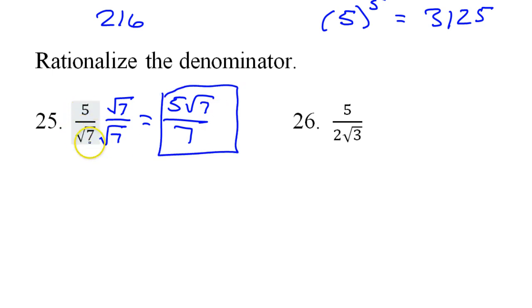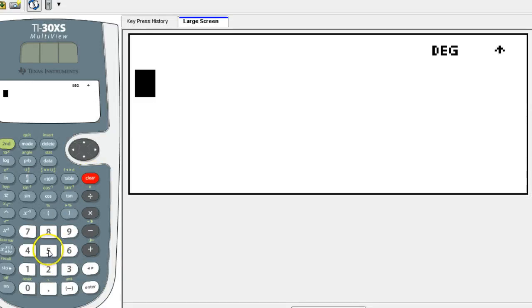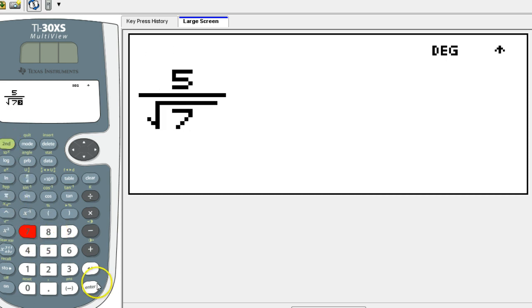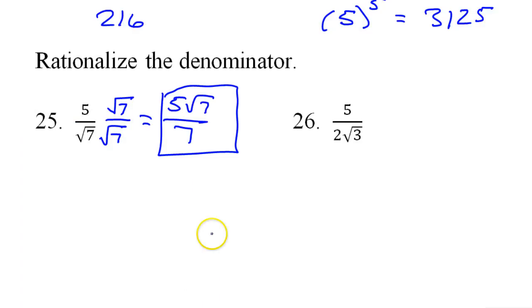Now, simple problems like this, I think the calculator would have done for us. But I need you not to rely on that. So 5 over radical 7 is 5 radical 7 over 7. But it's important that you know how to do it yourself.